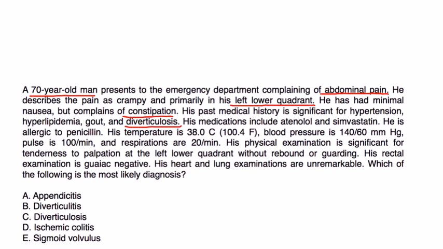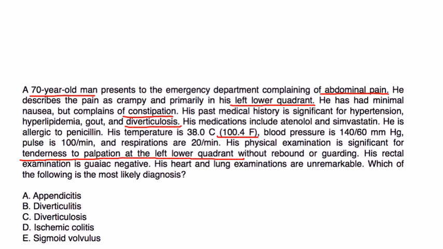Medications include atenolol, simvastatin. He's allergic to penicillin. Temperature is 100.4. Blood pressure is 140. Pulse is 100. Respirations are 20. Physical exam is significant for tenderness to palpation at the left lower quadrant without rebound or guarding.